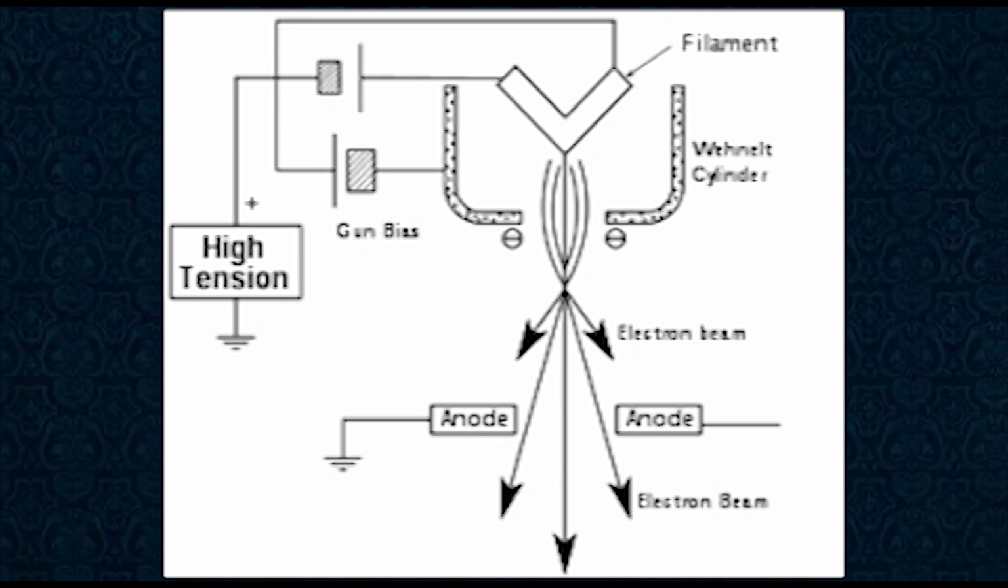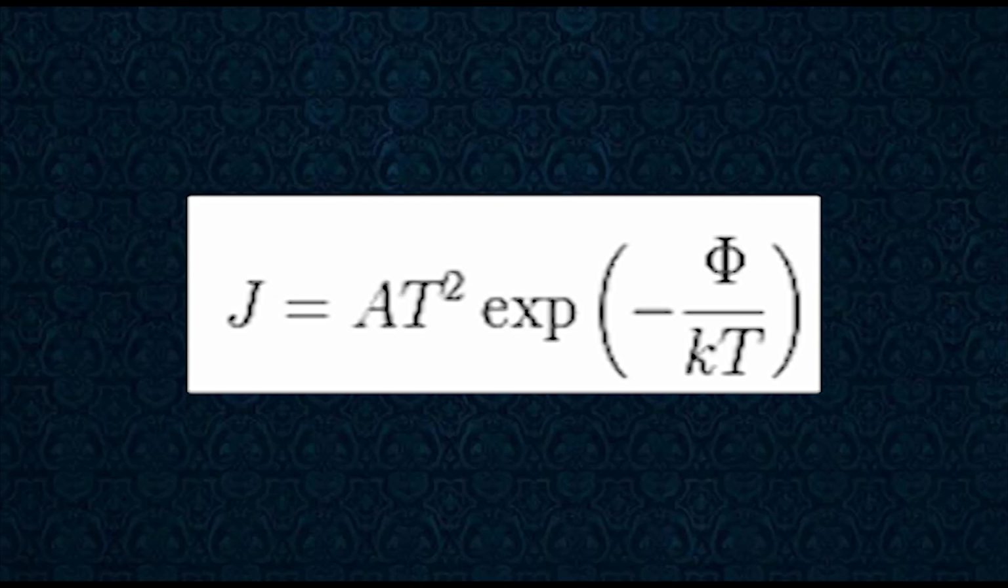the gun divergence semi-angle. The thermionic emission current density J can be related to the work function of the emitting material by Richardson's law shown here. The variable A is the Richardson's constant, phi is the work function, and T is the temperature of the material.